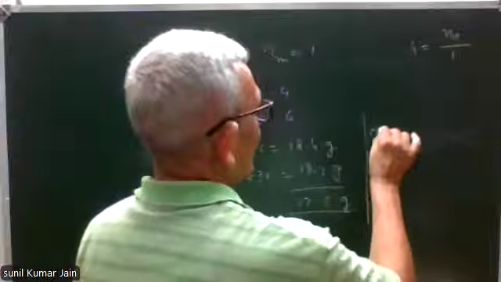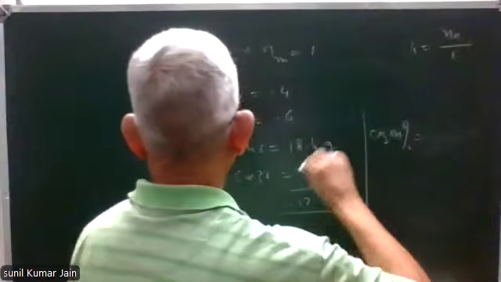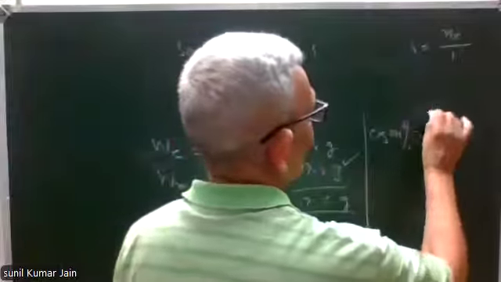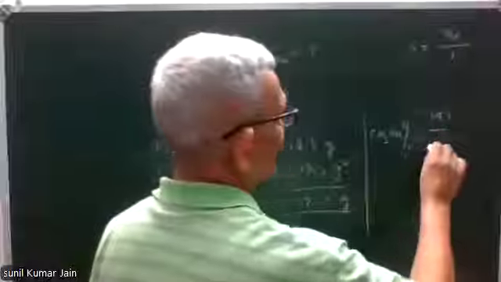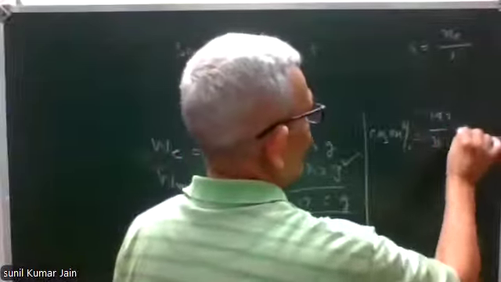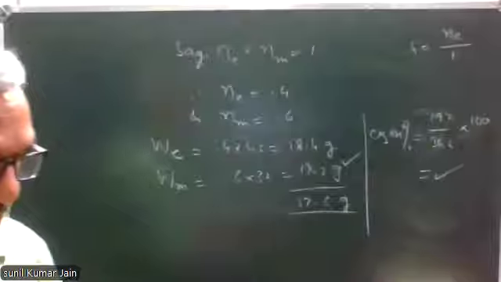Now, we have to calculate percentage of methanol in the solution, which will be 19.2 divided by total solution 37.6 into 100. This will be the percentage.